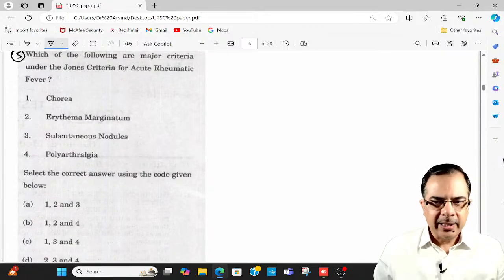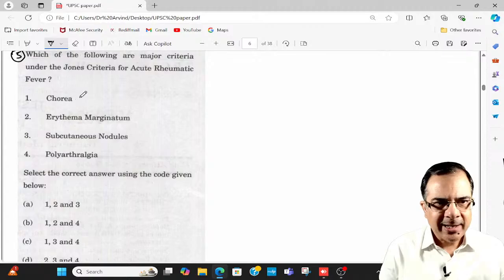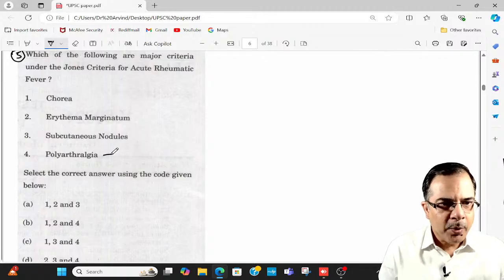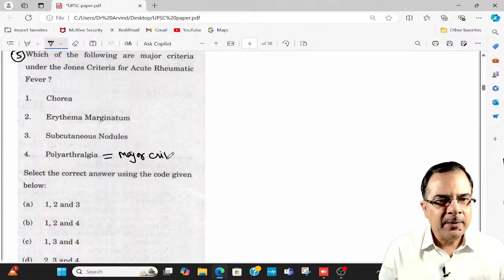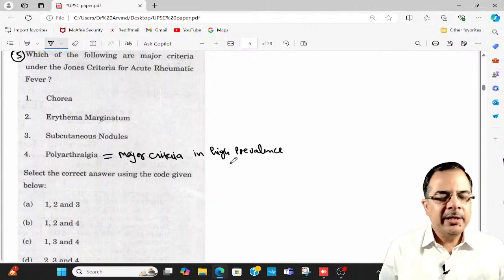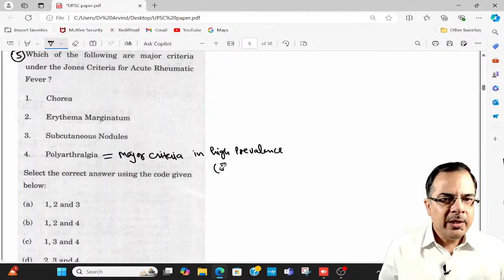Now, in this question, Sydenham's chorea is a major criteria. Erythema marginatum is also a major criteria, and subcutaneous nodule is also a major criteria. Polyarthralgia is a major criteria in high prevalence zones, like in India.